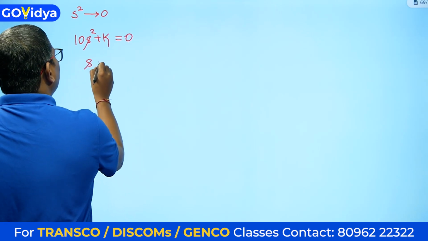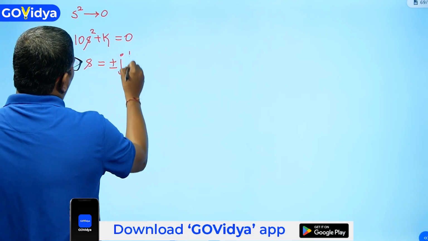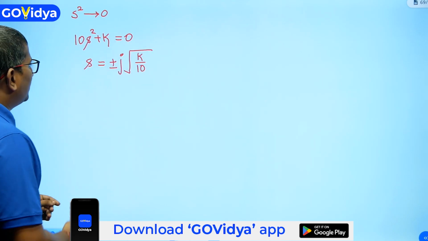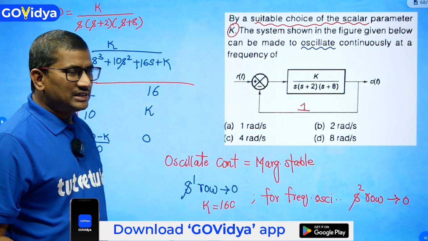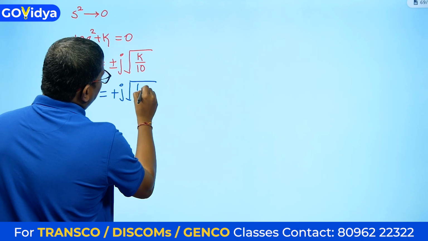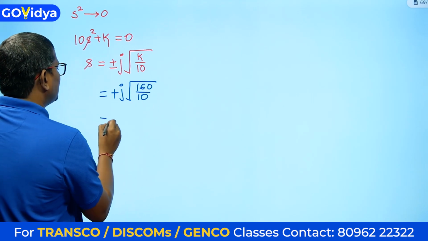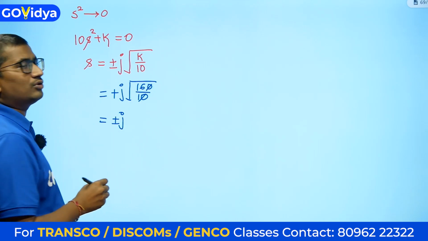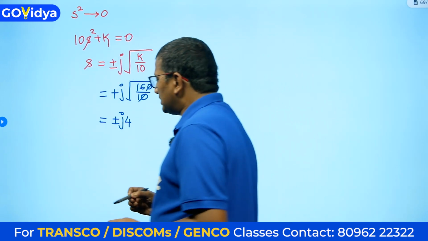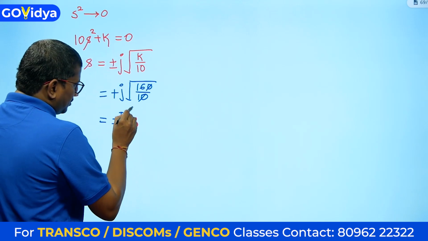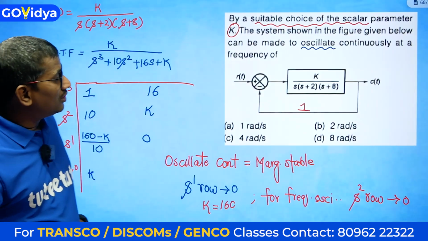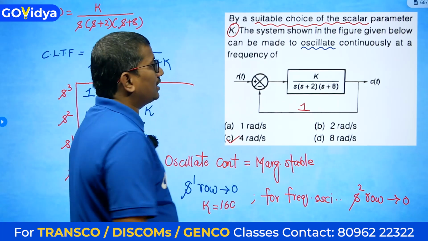From that, s is equal to plus or minus j root of k by 10. Why did I get an imaginary term? Because of the minus k. Now the k value we got is 160. Substitute that 160 here: plus or minus j root of 160 by 10. Root of 16 is 4. This looks like plus or minus j omega, so 4 refers to omega. Therefore the frequency of oscillations for this given transfer function is 4 radians per second, which is the correct answer.